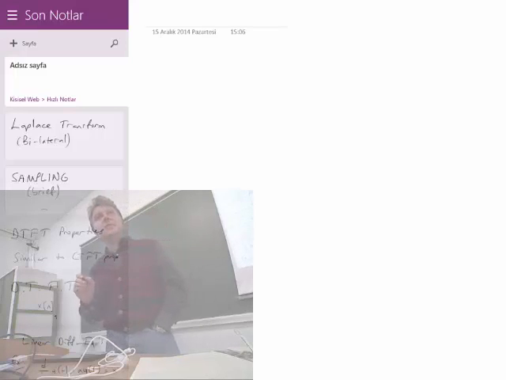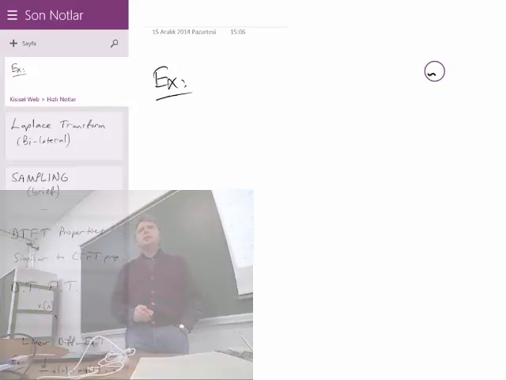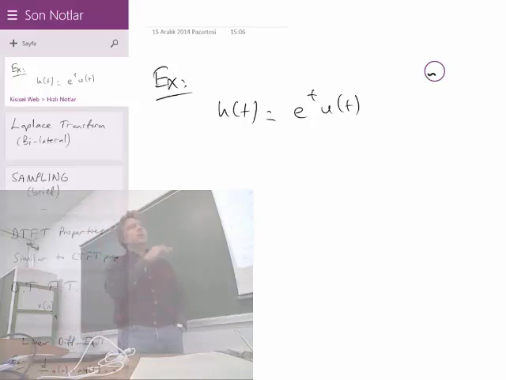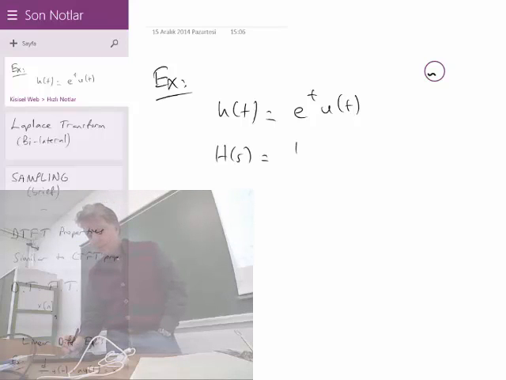Let's think of some systems now, and I'm going to show you an example of a system which was originally unstable. Let's say h of t was originally equal to e to the t u of t. Okay, it's an exponential that is growing to the right hand side. What is the Laplace transform of that? That would be h of s. What is it? 1 over s minus 1. And the region of convergence is real part of s is greater than 1.